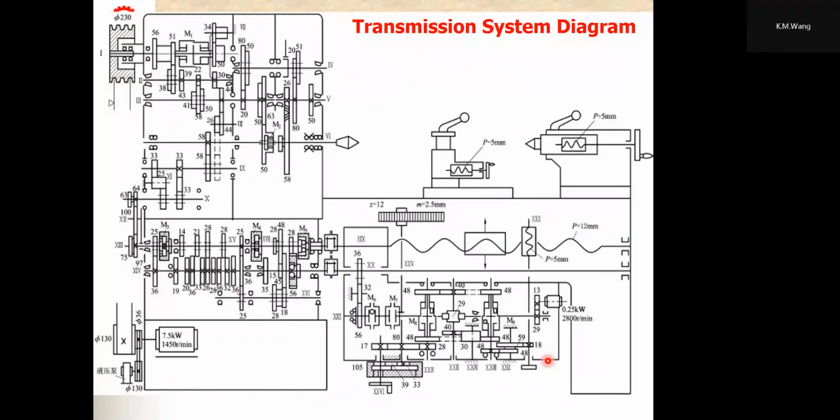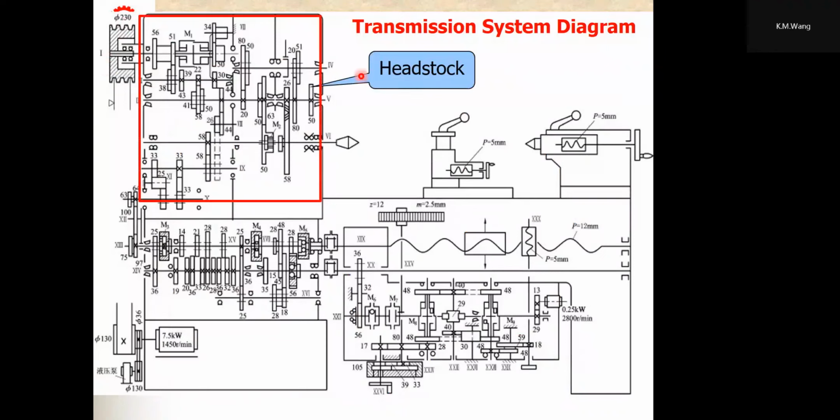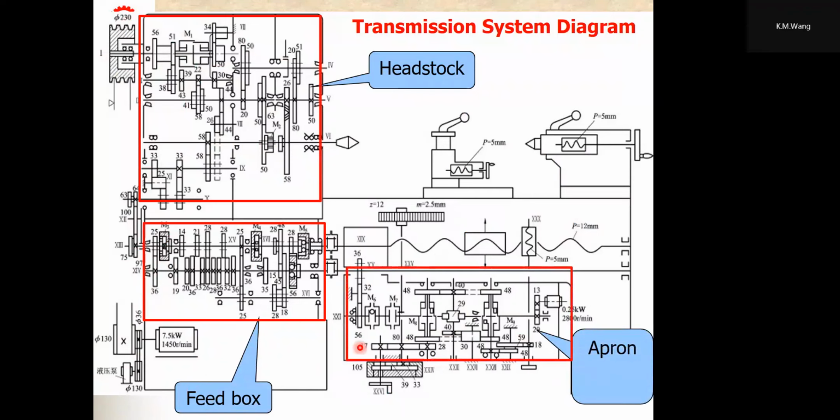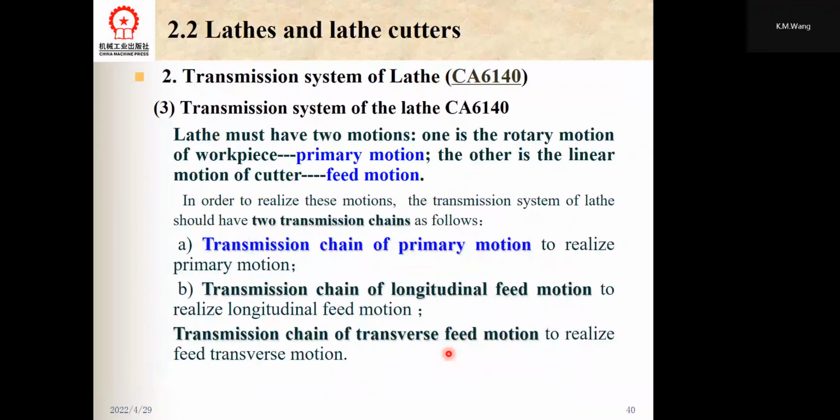And this is the transmission system diagram. This is the headstock part, and this part is the feed box part, and this is the apron. This is a transmission part.